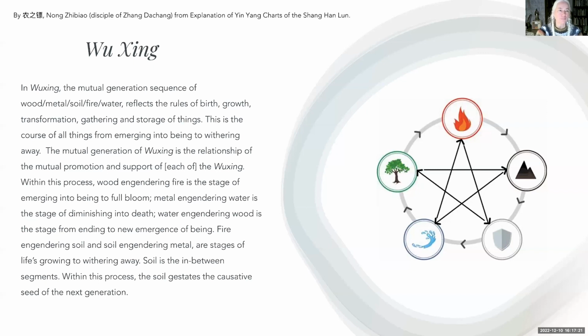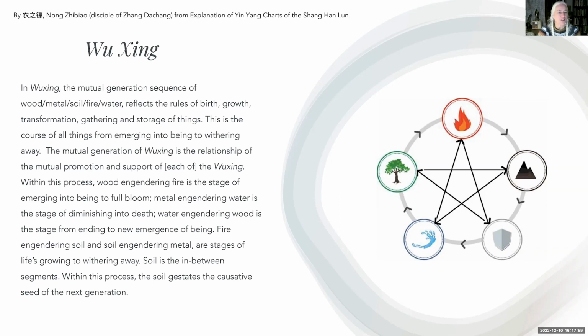So this is from a book that I am working on translating with two friends of mine, Andy Shu and Marnie Ergel. And it's a book all about the explanation of yin-yang charts of the Shanghan Lun. And here it says, in the wuxing, the mutual generation sequence of wood, metal, soil, fire, water reflects the rules of birth, growth, transformation, gathering, and storage of things. This is the course of all things, from emerging into being to withering away.